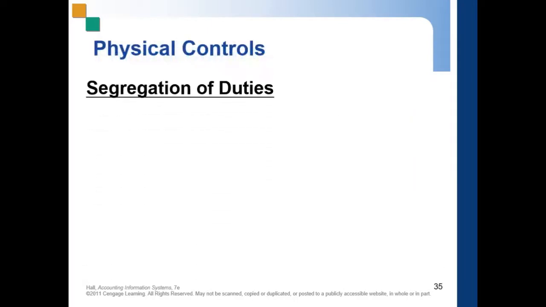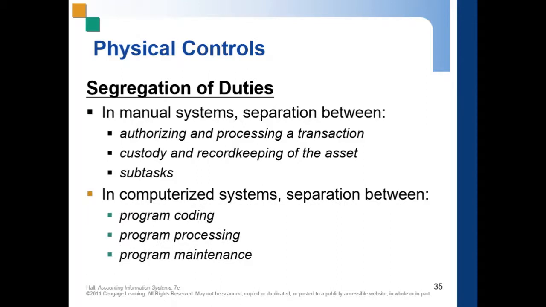Next control is the segregation of duties. In segregation of duties, there are manual or computerized systems. Now, in a manual system, there should be three separations. The one who authorizes should be different from the one who has custody, or who keeps the record of the asset, or who performs the subtask. Again, when we talk about segregation, this is important so that you can minimize incompatible functions.